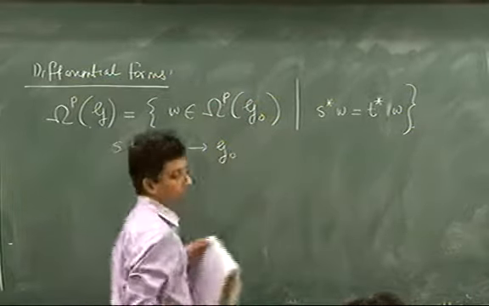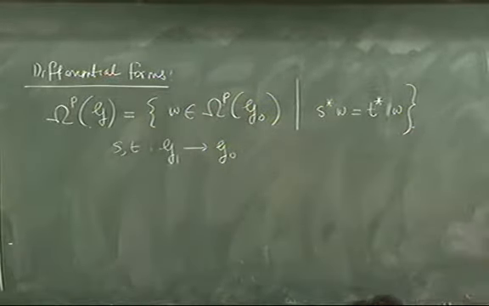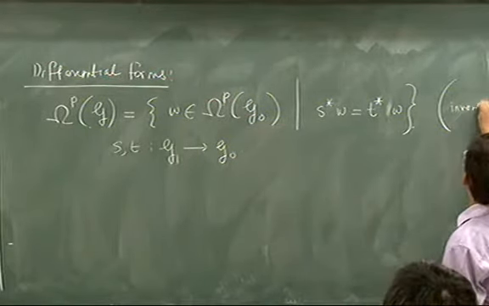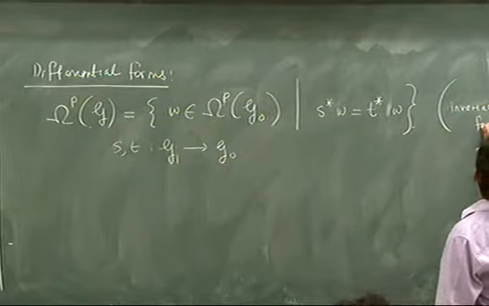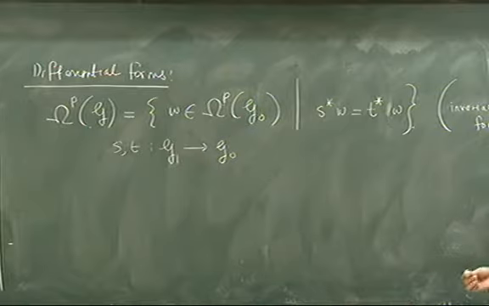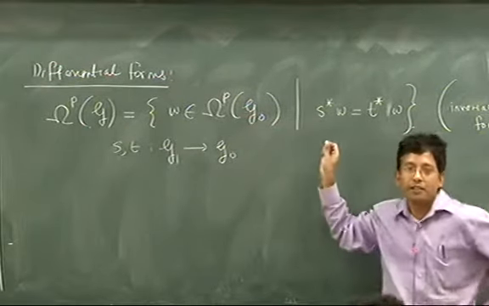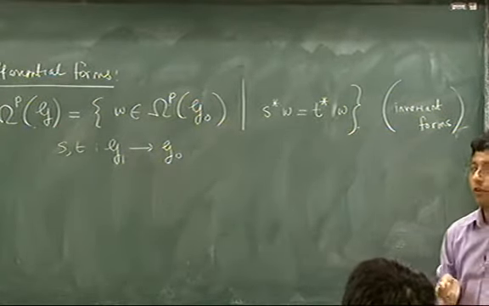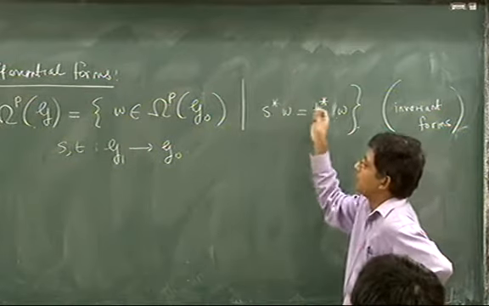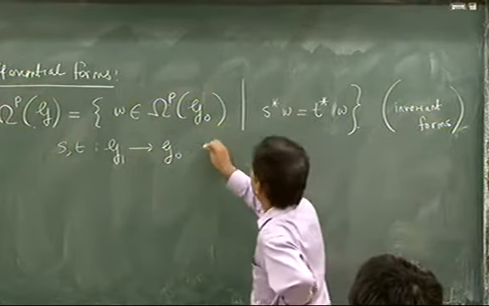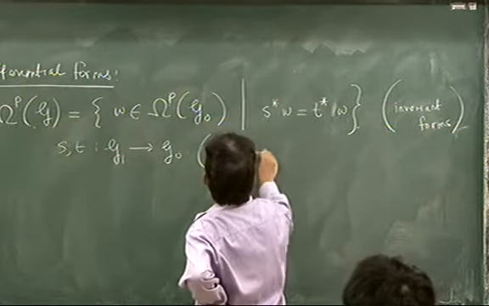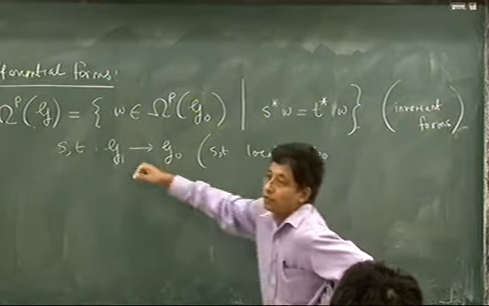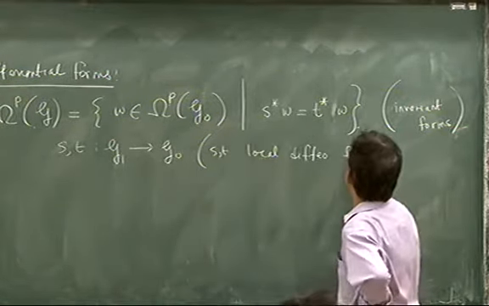So what does that mean actually? Why am I writing it like this? The idea is that you have to take invariant forms, and this idea you want to generalize to groupoids. Why do I write it like this? As I said, for an orbifold, this S and T are local diffeomorphisms from G1 to G0 for orbifolds.